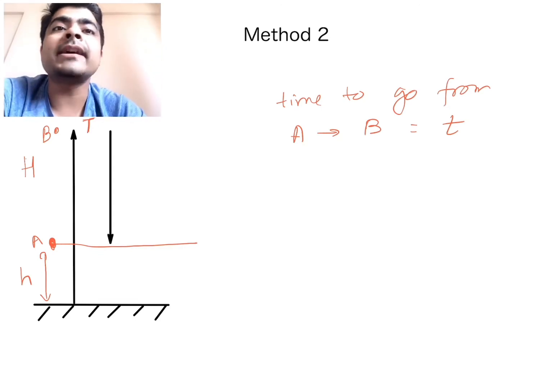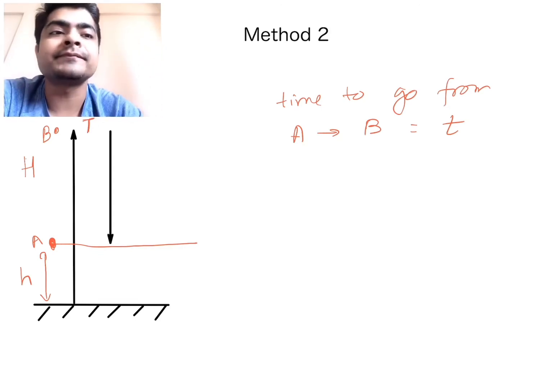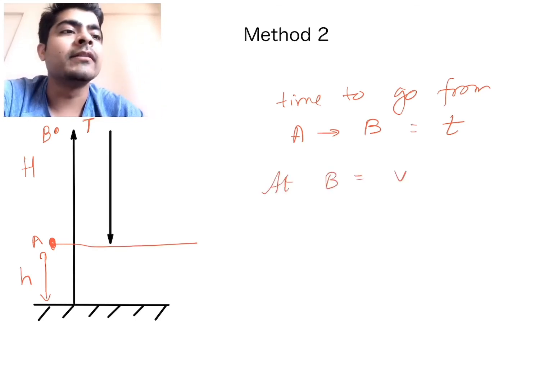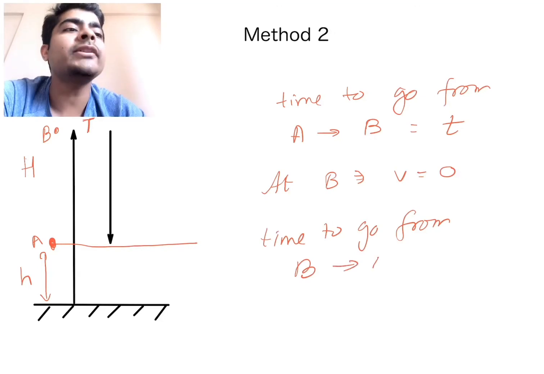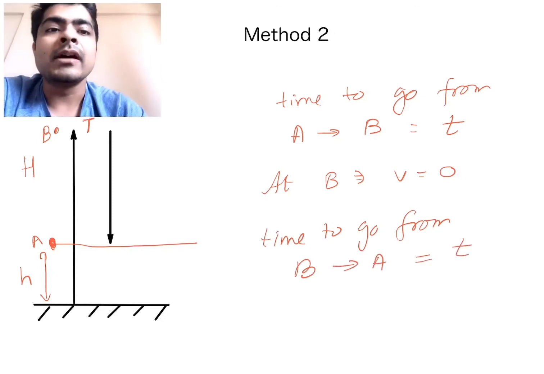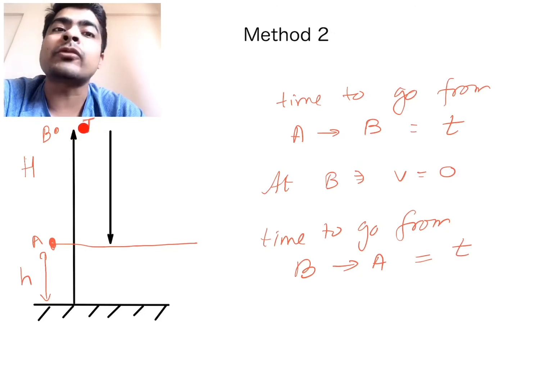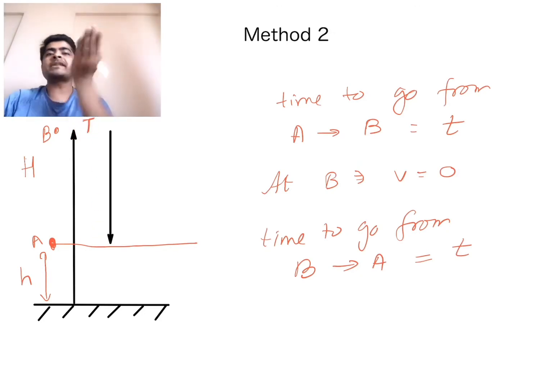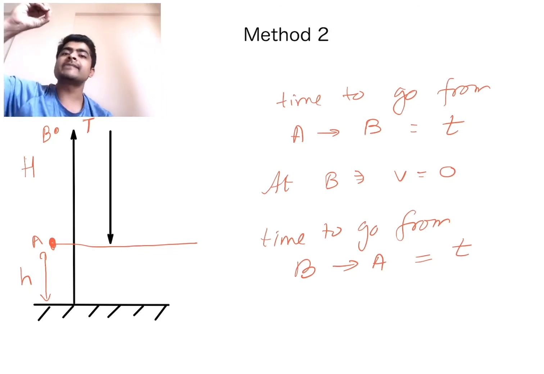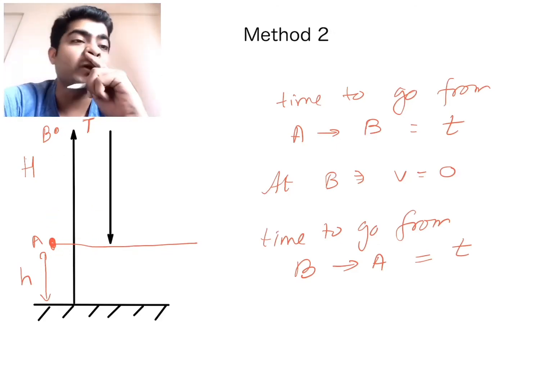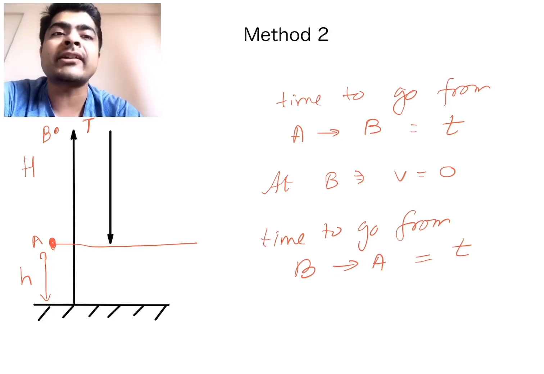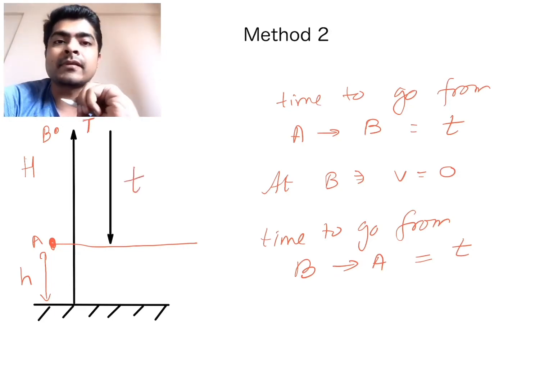So when you are coming back downwards, at the highest point, at point B, your velocity is 0, therefore the time to go from B to A will also be the same. So the time to go from A to B will be equal to the time to come back from B to A. If you throw an object upwards, the time it takes to go up is equal to the time it takes to come down. So from A to B the time is small t, and from B to A also small t.